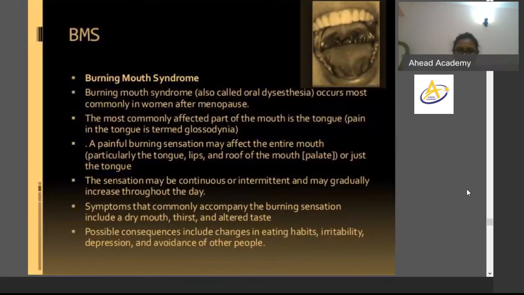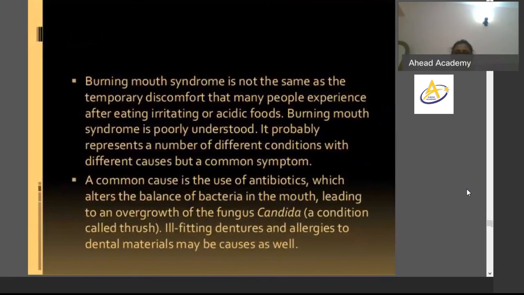Burning mouth syndrome is not the same as a temporary discomfort that many people experience after eating irritating or acidic food. Burning mouth syndrome is poorly understood. It probably represents a number of different conditions with different causes, but a common symptom. A common cause is the overuse of antibiotics, which alters the balance of bacteria in the mouth, leading to overgrowth of fungus candida, also known as thrush, ill-fitting dentures, and allergies to dental materials.